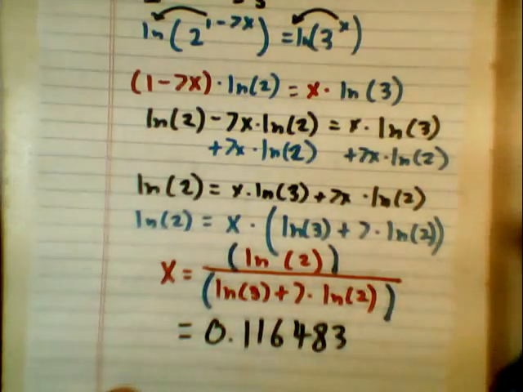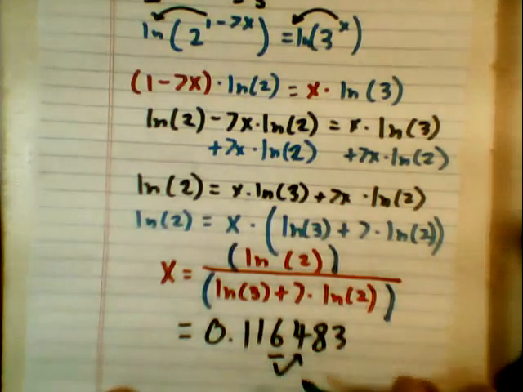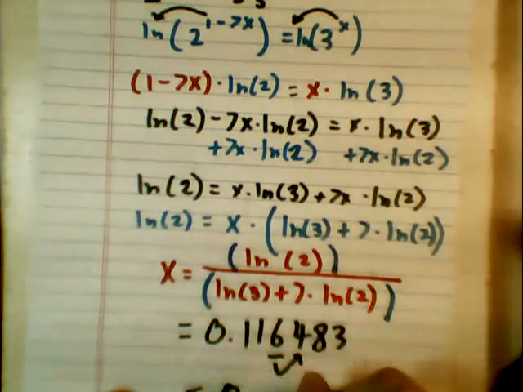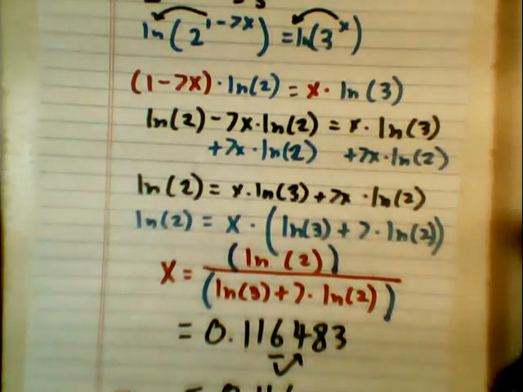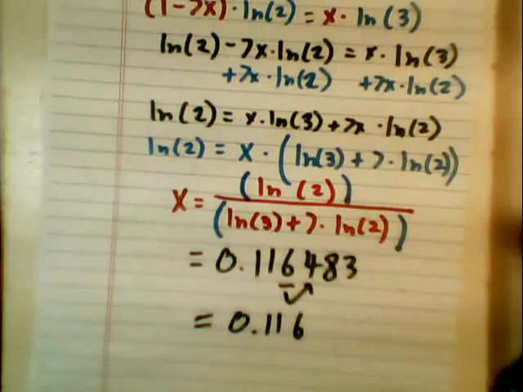And that should be, it equals 0.116483. I believe it wanted you to round to 3 decimal places, so it's 0.116. Always make sure you round to the correct decimal places.